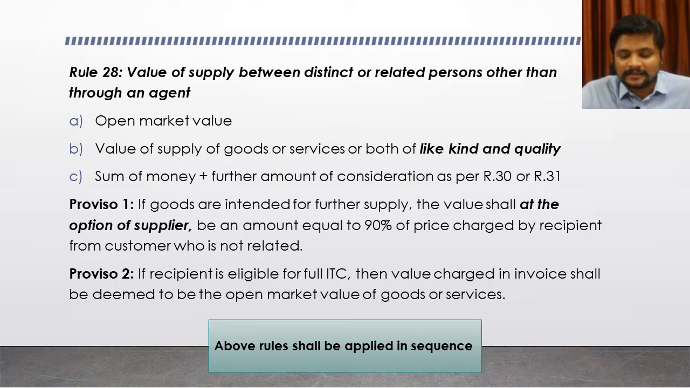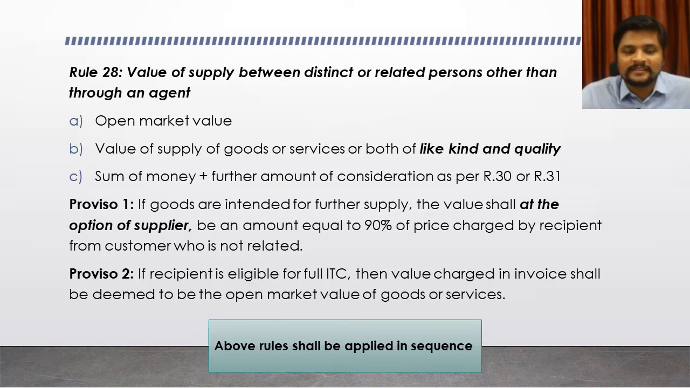In that case, the transaction value of 30 rupees between A and B cannot be taken directly for the valuation purpose. They have to take what? 50 rupees. 90% of 50 rupees will become 45 rupees. So the transaction value of the transaction between A and B shall become 45 rupees.